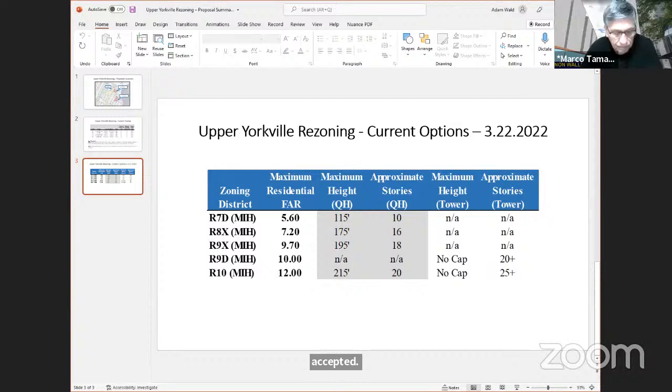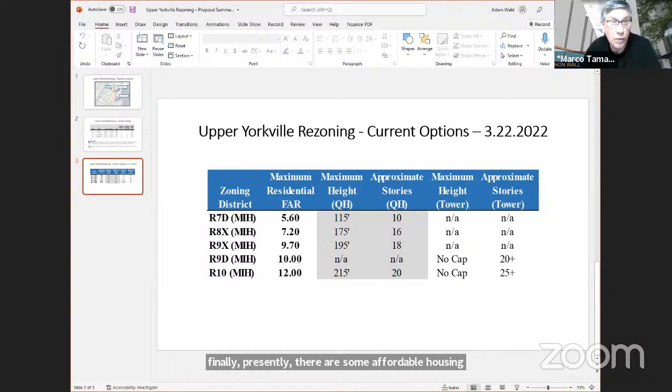And finally, presently there is some affordable housing in those blocks. And in your proposal, will you increase the number of existing units? That means we'll have a net positive gain over what we have existing. Please elaborate on these 5 questions. Thank you.